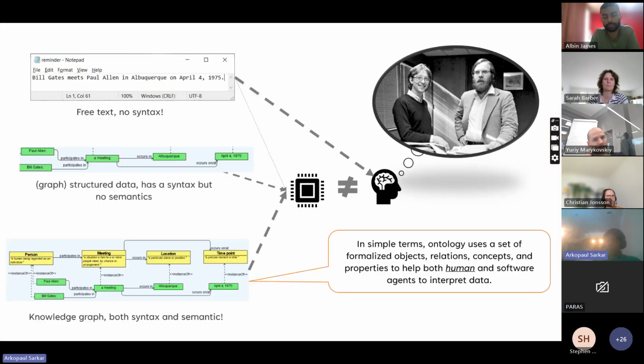So now let's jump into what we mean by ontology. I have to explain it in this way. You can see that there is some unstructured data, a sentence, probably some reminder or email.